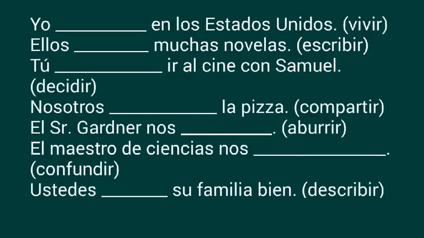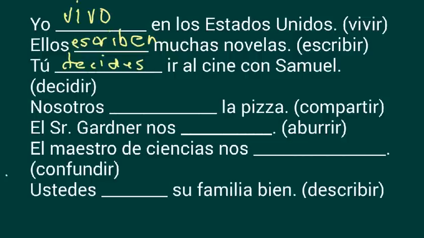Okay, well, welcome back. So our first sentence is, yo vivo en los Estados Unidos. I live in the United States. Our second one is, ellos escriben muchas novelas. They write a lot of novels. Notice that it has an en ending here. It's just like the ER verbs. Tú decides ir al cine con Samuel. You decide to go to the movies with Sam.